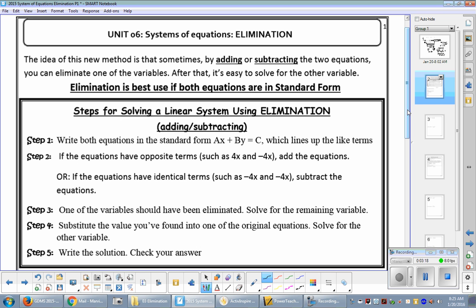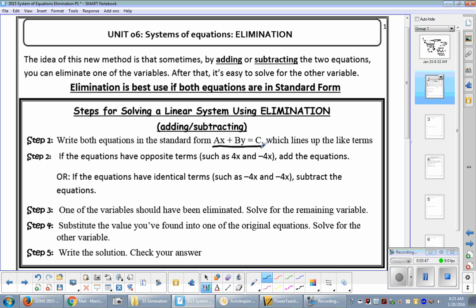Now, elimination is best used if both equations are in standard form. Okay, so this is our standard form. So for the first step, when we are solving a system using elimination by either adding or subtracting, you have to make sure that you have your equations in standard form. Okay. Now, this step is very important.